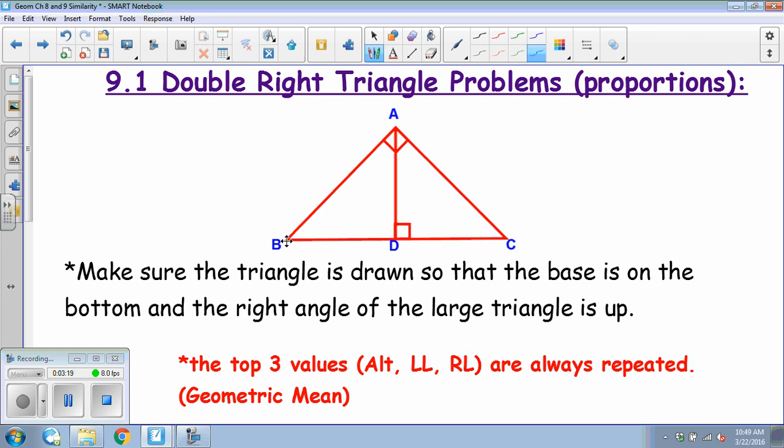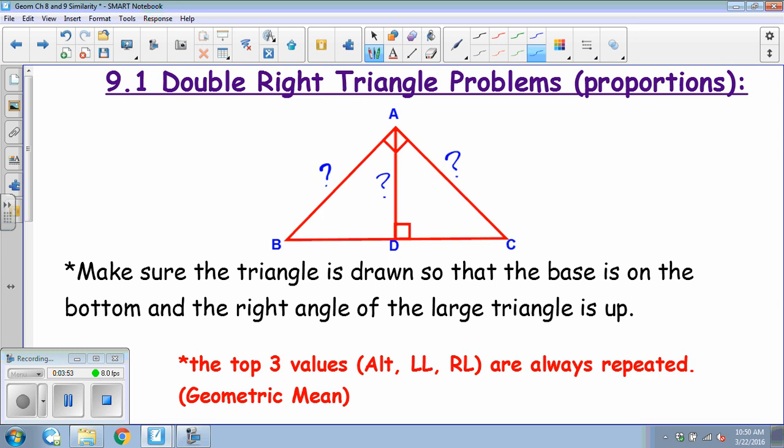They call these the geometric mean because when we set up these proportions, we cross multiply, and that's, in a sense, what we're doing. We're multiplying 2 things together, then we take the square root. So these are called the geometric mean. The top 3 values, this value here, and this value here, are the geometric means. They are the values that are going to be repeated when we set up these proportions. I know that doesn't mean a lot right now, but it will in a second.